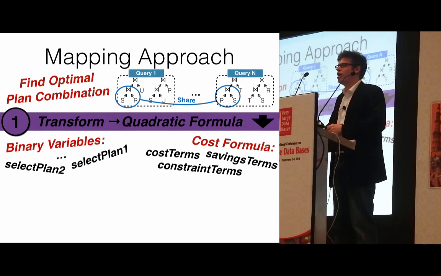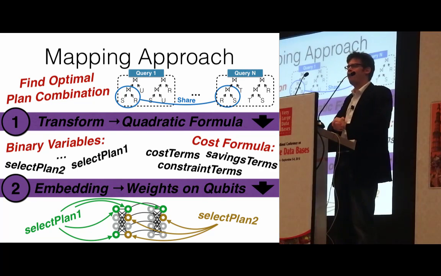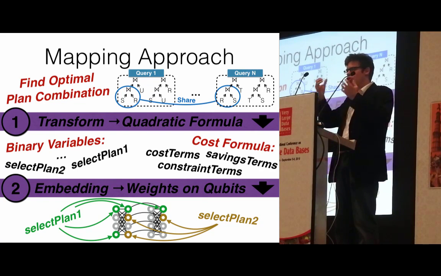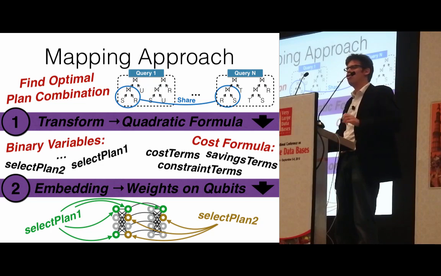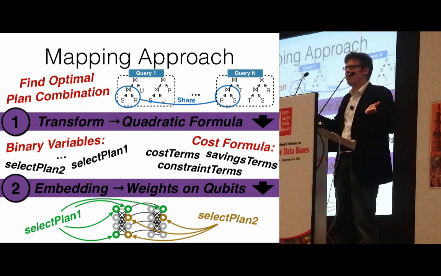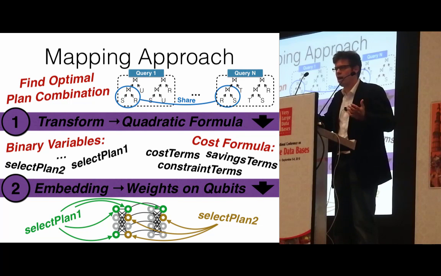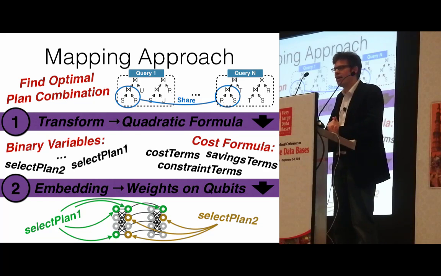But once we have a quadratic formula, we are actually not done with the transformation yet. Because in a second step called embedding, we still have to decide which qubits represent which variables in that formula. So we have to assign variables in that formula to groups of qubits that will represent them. And this assignment is actually subject to various constraints that I'm going to discuss in more detail in the following. So finding a good embedding is actually a highly non-trivial problem.